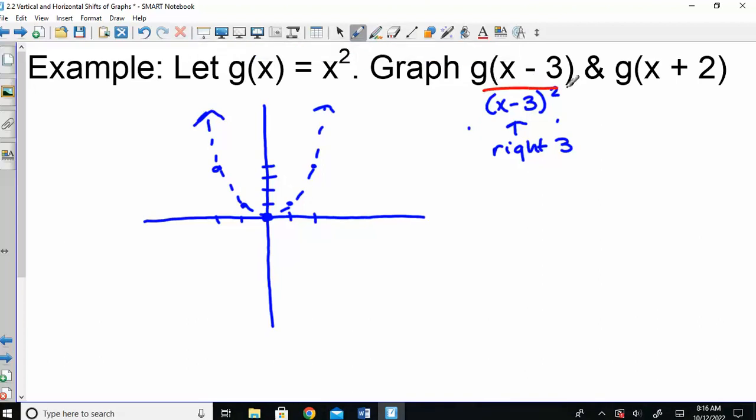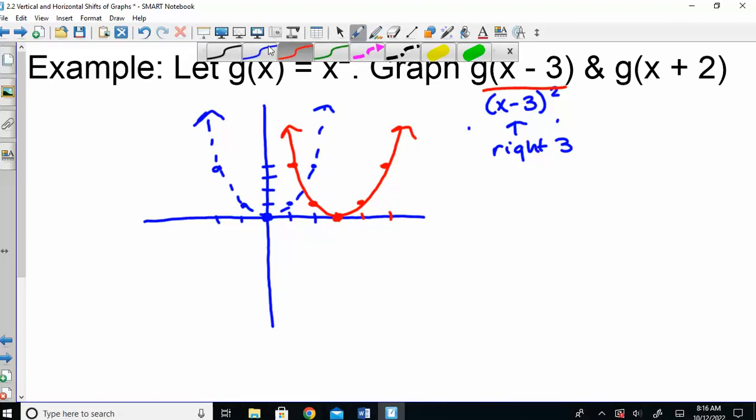All right, I'm just going to color code mine. So I take each of these points, right 3. Same shape, just got moved over.